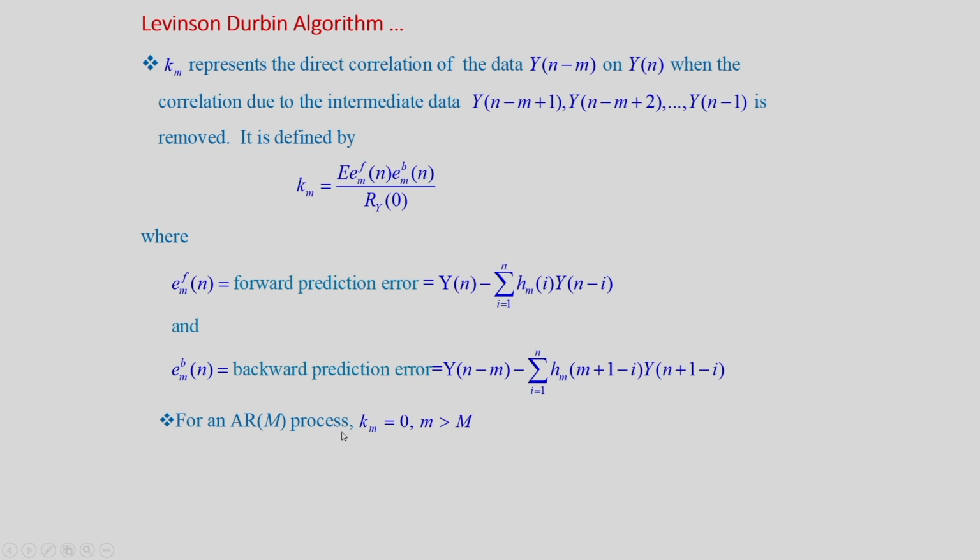So, that way this partial correlation coefficient can be used as a test for the order of an AR process. We discussed in the earlier class how to determine the order of a moving average process. Similarly, the order of an AR process can be determined by examining the Km sequence.